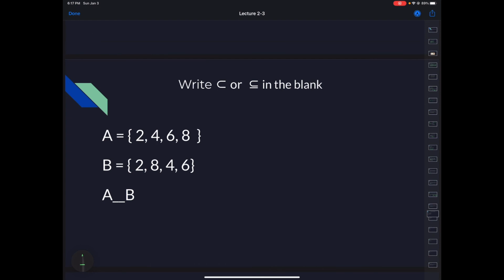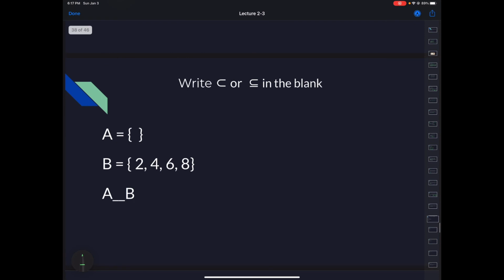Similarly here, A is equal to {2, 4, 6, 8}. B is equal to {2, 8, 4, 6}. This time, we have that they're definitely at least a subset, but are they a proper subset? They are not, because A is equal to B. A equals B. So we have to have the "or equals to." We have to have the little equality symbol here.